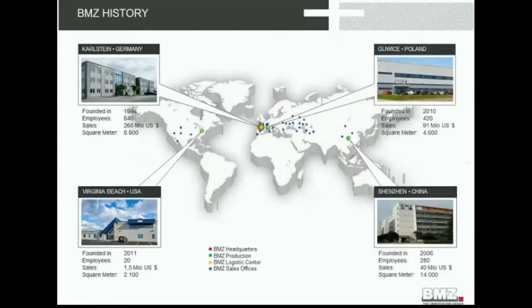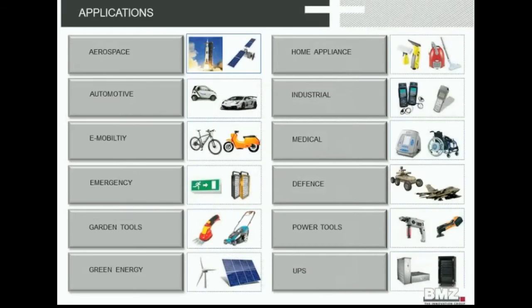Here you can see pictures of our buildings. I'm located over there. I'm sitting there. In total, we do have around 1,500 employees. The applications which we work on, we do have many of them, different of them. Aerospace, automotive, mobility, emergency, garden tools, green energy, home applications, industrial applications, defense, of course, power tools, and UPS applications.